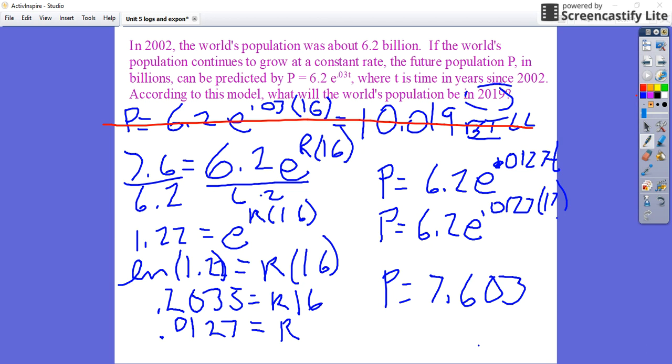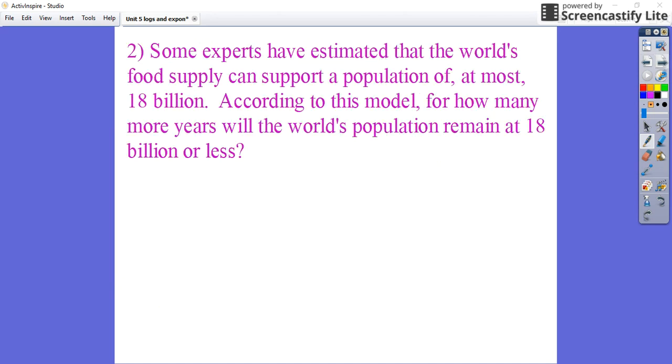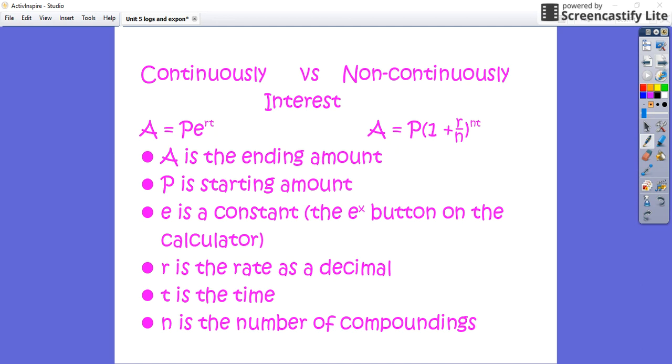And there's a lot of other things you can do with this as well. Now, I have another example, and I'll go through this one in a different video. But right now, this is what you really need to take down. I use the continuous model because human populations, creatures in general, are going to grow continuously. Populations are so huge, that's the behavior they're going to have, versus non-continuously.